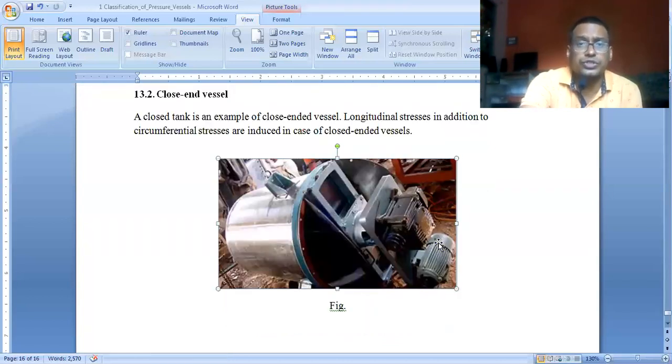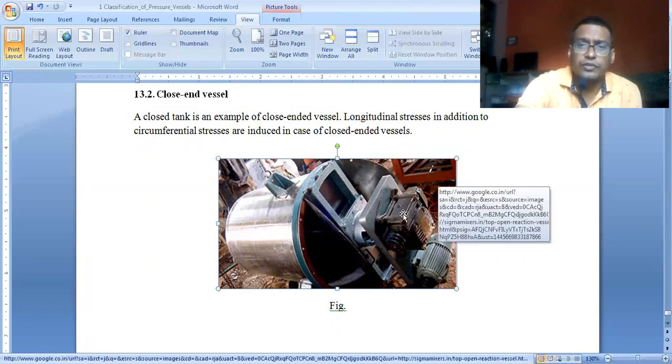Then the closed end vessels, mostly where the chemicals are used, the closed end vessels are preferred. This is what a reaction vessel with the gearbox and a motor, and inside that there is a shaft available. This is the most common figure which you can see in the industries.